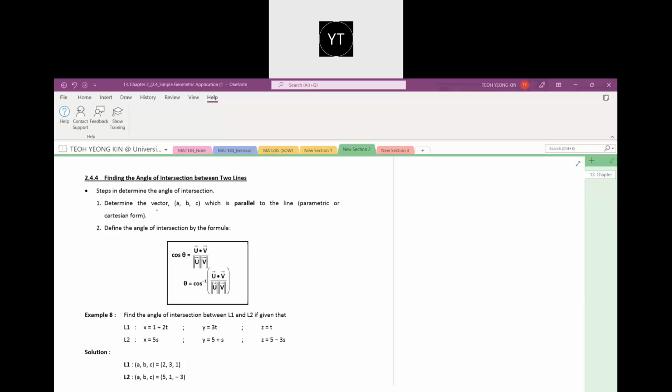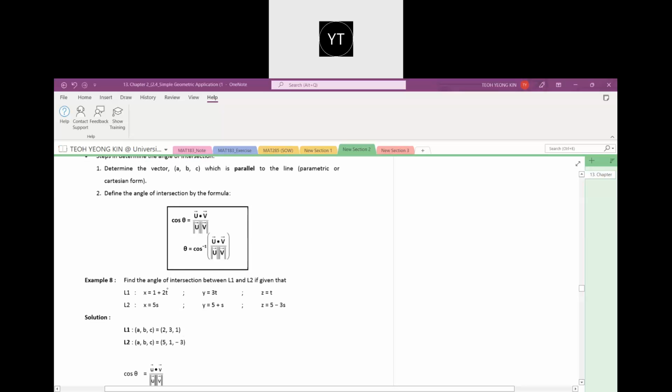So determine the vector ABC. Here we will get the vector ABC, the parallel vector, which is parallel to the line in parametric or Cartesian form, and then define the angle of intersection by the formula cos theta. We use the dot product method. So you can look at this one. This example: find the angle of intersection between line 1 and line 2.